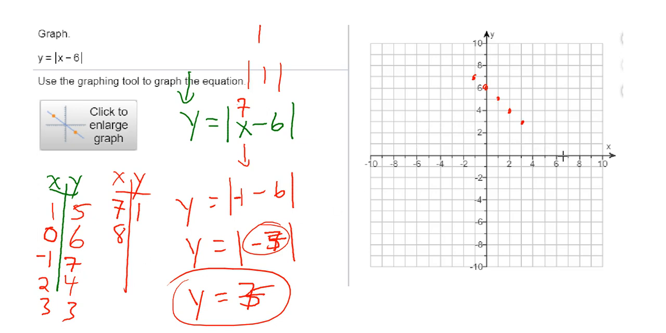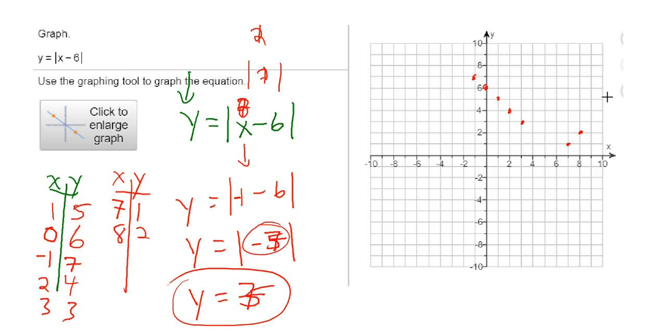So if I plot 7, 1, what you're going to see is it doesn't line up on that same line. If I plug in 8 for x, I'll get 8 minus 6, which is 2. The absolute value of 2 is going to be 2. And so I'll get 8, 2. And you'll see that we start getting a line going in a different direction here. So what's going to happen is we're going to get a V shape.